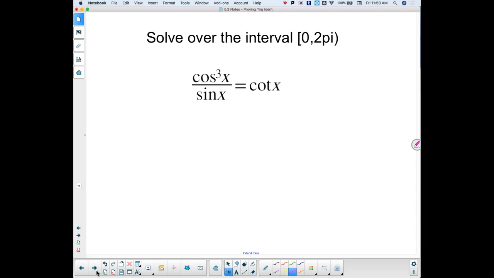Solve over the interval 0 included to 2 pi excluded. I was lazy this morning and I didn't find the symbol for pi.